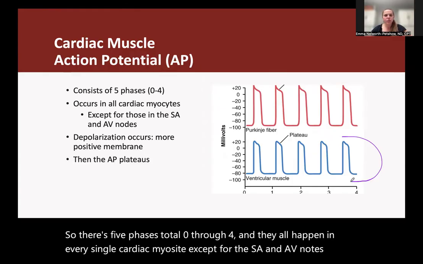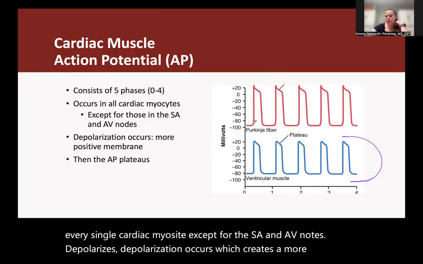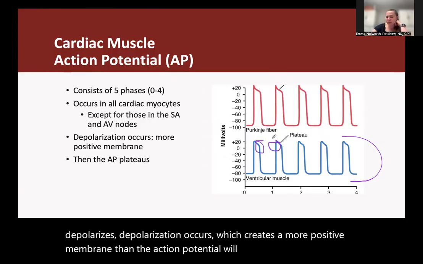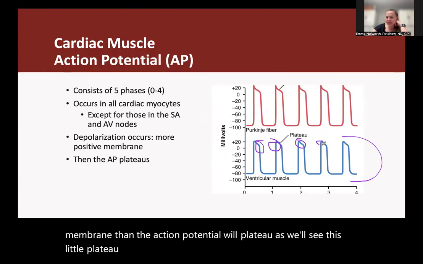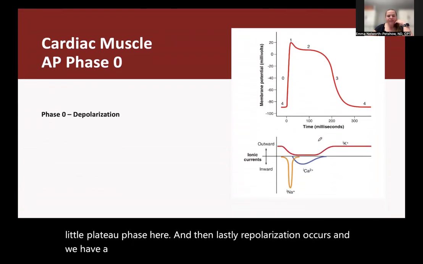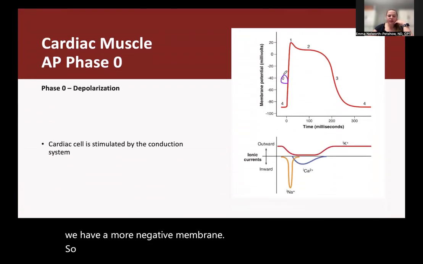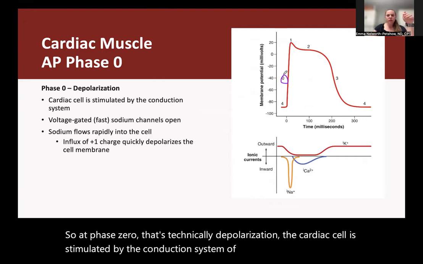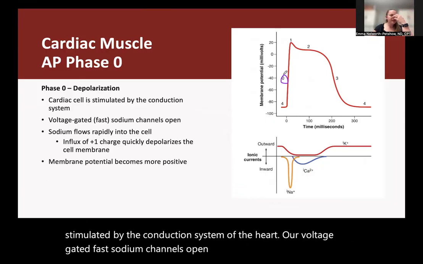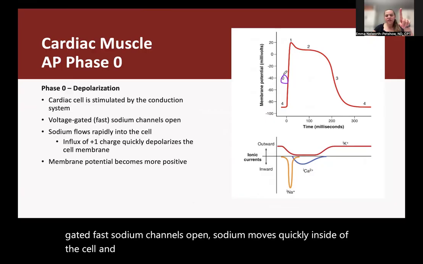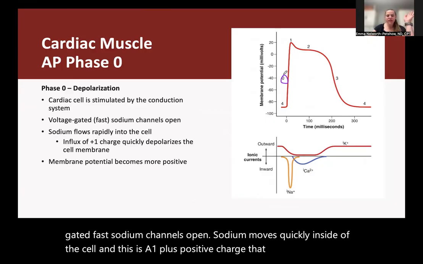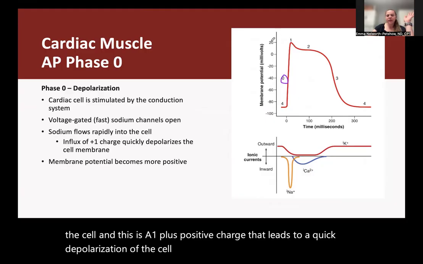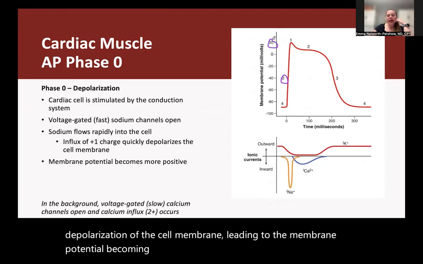Depolarization occurs, which creates a more positive membrane. Then the action potential will plateau, as we'll see, this little plateau phase here, here, here. And then lastly, repolarization occurs and we have a more negative membrane. So phase 0 is technically depolarization. The cardiac cell is stimulated by the conduction system of the heart. Our voltage-gated fast sodium channels open. Sodium moves quickly inside of the cell, and this is a 1 plus positive charge that leads to a quick depolarization of the cell membrane, leading to the membrane potential becoming more positive, moving up our y-axis.